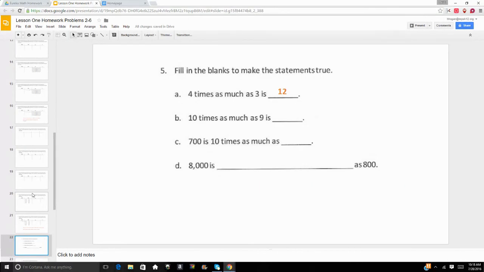Now for 5, we're filling in the blanks again. And some of these are basic facts, and you can use your knowledge of place value as well. So 4 times as much as 3, so 4 times 3 is 12, because we know that is a basic fact. 4 times 3 is 12. 10 times as much as 9, so that's 10 times 9, that's 90.